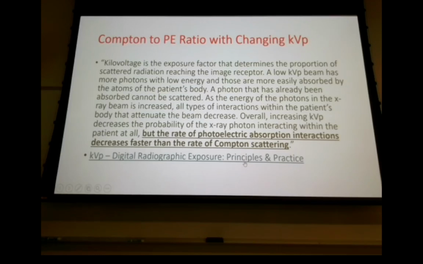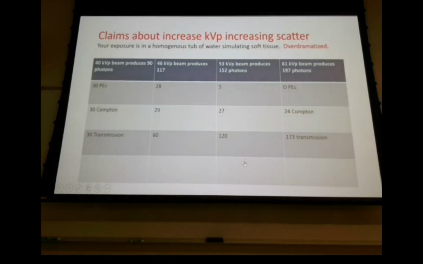So as kVp goes up, PEs go down, and Compton goes up, not in numbers, but in percentage of the remnant beam. Okay. All right, so this is over dramatized, your exposure.